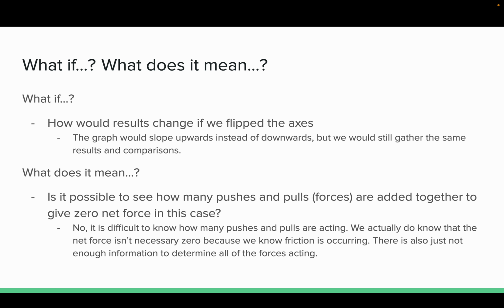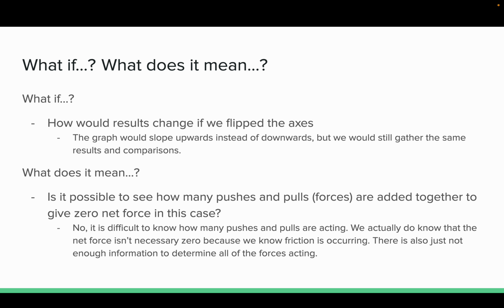Next, is it possible to see how many pushes and pulls are added together to give zero net force in this case? My answer is no. It's difficult to know how many forces are acting. We do know that net force isn't necessarily zero because we know that friction's occurring. However, there's just not enough information to determine all of the forces acting on this ball.